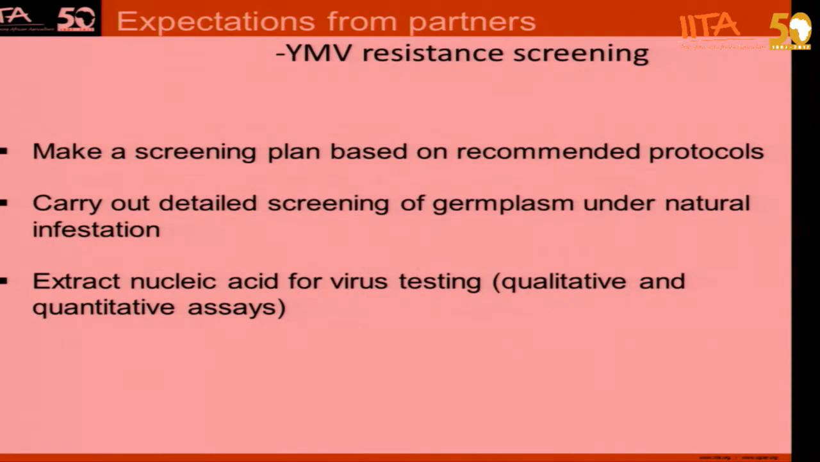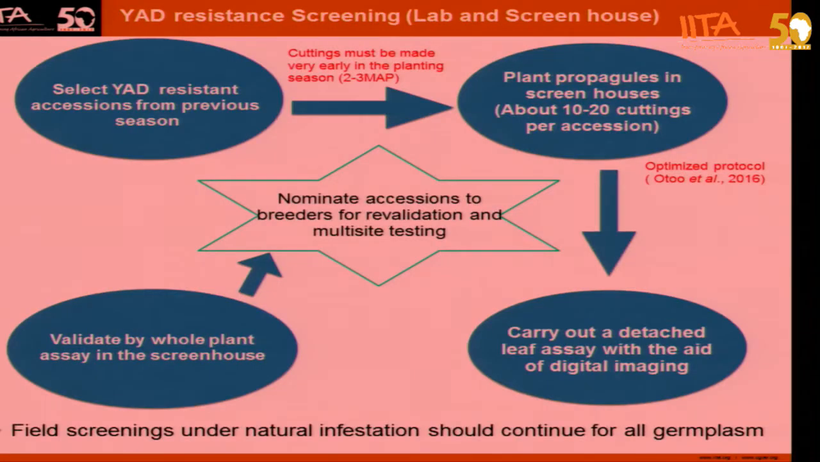So what do we expect from our partners in the collaborating countries for VMB resistance screening? We need to make a screening plan based on recommended protocols, and we need to carry out our detailed screening of germplasm under natural field conditions. And we need to extract nucleic acid for virus testing so that we can do qualitative and quantitative assays.